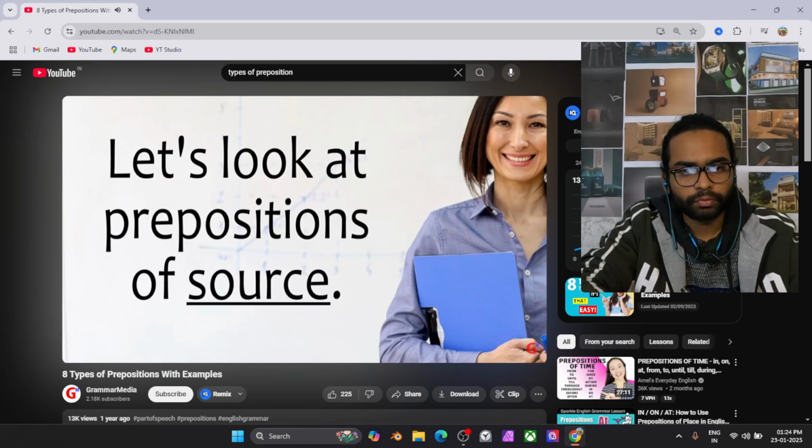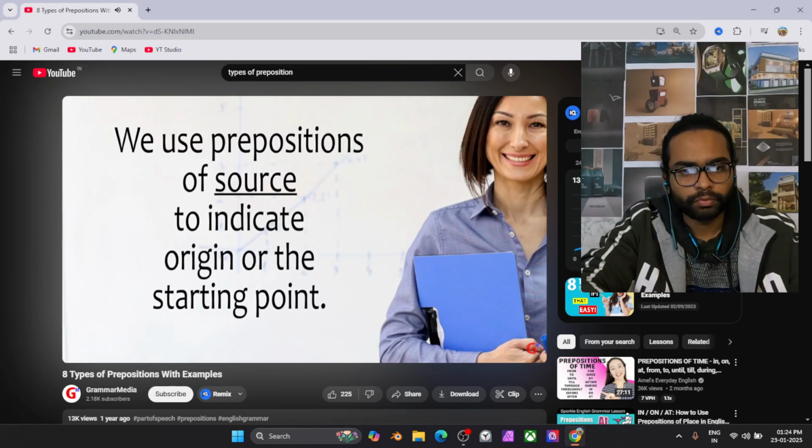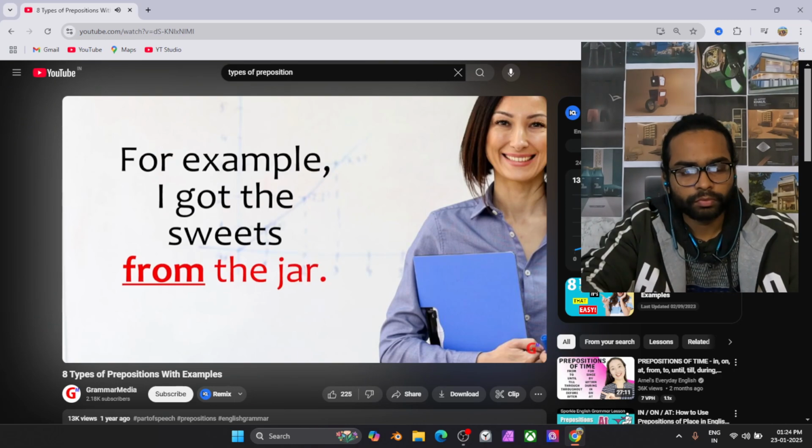Eighth, let's look at prepositions of source. We use prepositions of source to indicate origin or the starting point. For example, I got the sweets from the jar. Here we see that the preposition from tells us where the source of the sweets came from. They came from the jar.